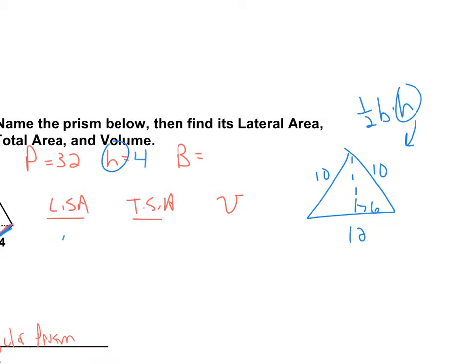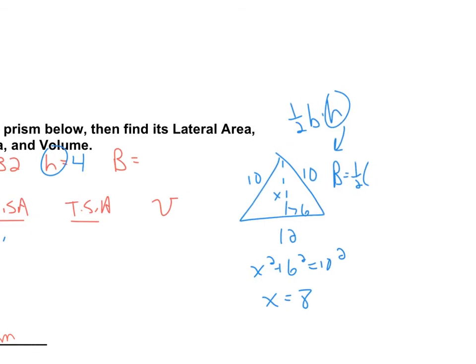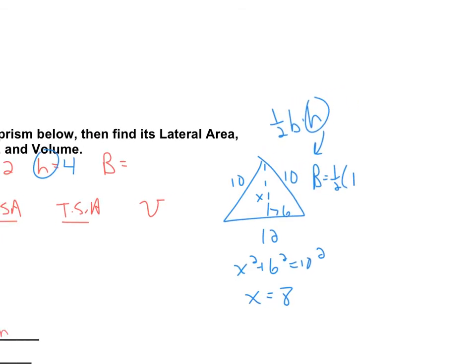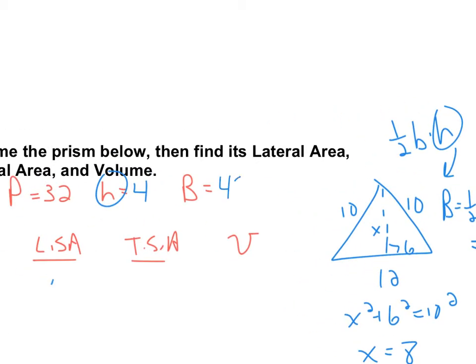When I do that, I can use the Pythagorean Theorem. I'm going to say that this is x. x squared plus 6 squared equals 10 squared. And if you remember, this is actually a triple, and you get 8. So the area, or big B, is 1/2 the base, which was 12, times the height, which is 8. 1/2 of 12 times 8 is 48. So now I've got big B.